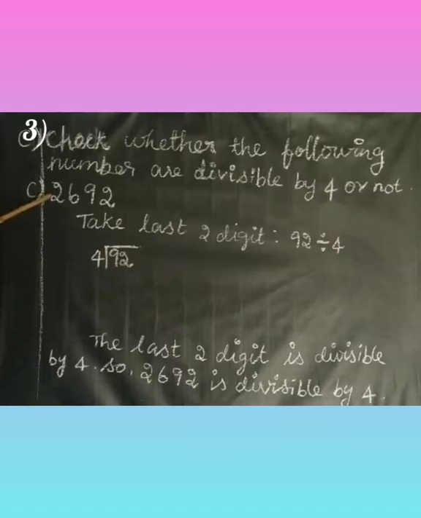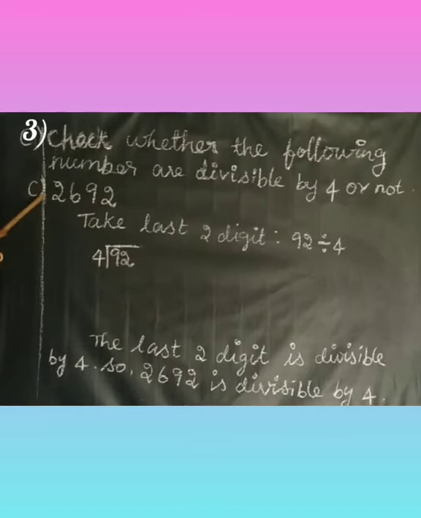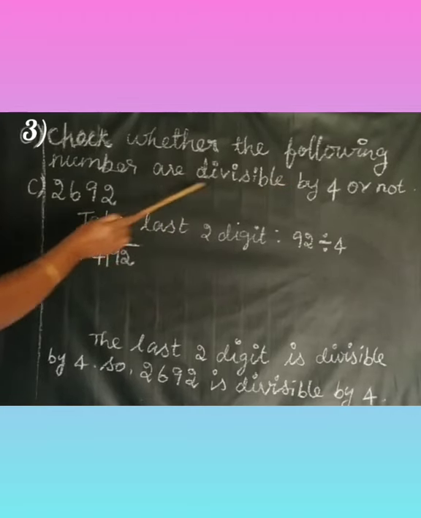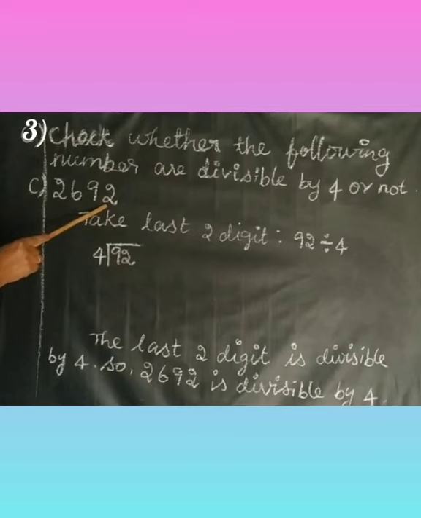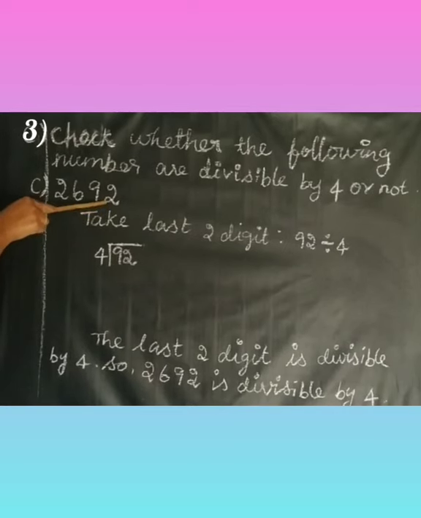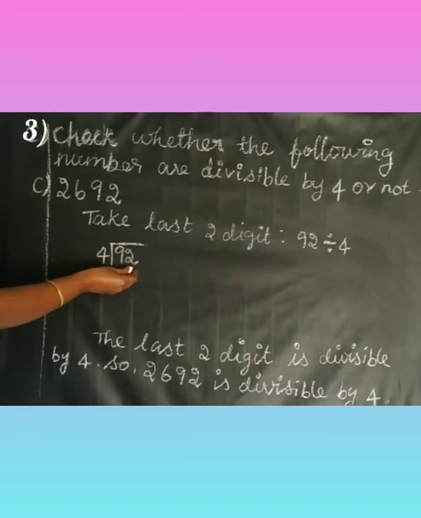See the question. 2692. You want to check whether this number will be divisible by 4 or not. Okay, so take the last 2 digits, 92. Check whether this number is divisible by 4; then the whole number will be divisible by 4. Okay, so take this number 92.